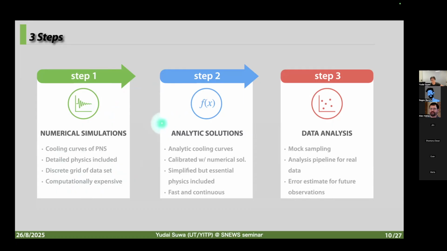And this analytic solution is based on the Boltzmann equation of neutrinos, but there are a couple of phenomenological parameters that are calibrated with the numerical simulation. This is our second step. The third step is based on the second step analytic solution: we develop the mock sampling code and also analysis pipeline code to make the quantitative data analysis based on the neutrino observation. This is our third step. Let me explain these three steps one by one.